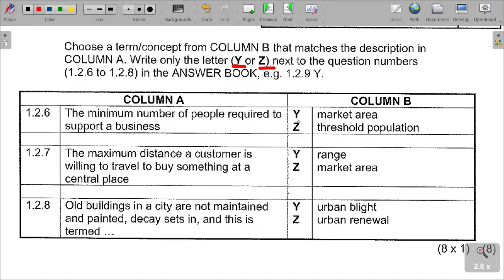Threshold population is given as Z, which represents the threshold population when a service or a business is running. There is a minimum number of people who are supposed to be in place in order for the entrepreneur, the business, the directors, and whoever, to keep on opening his or her doors. There must be at least a minimum population size available to support the business. So it is a threshold population that must be there.